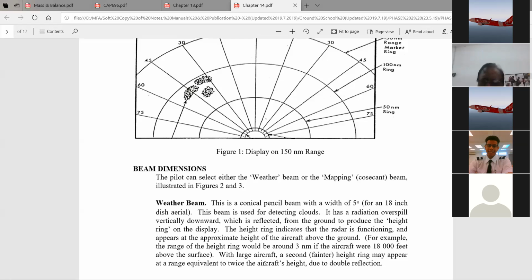You have got a choice. You have a selection on the control panel. You can select weather, and the weather beam will be transmitted from the aircraft. Beam widths, etc., are clearly given in the indication. The beam width is approximately 5 degrees, right? And you start transmitting what we term as the weather beam.